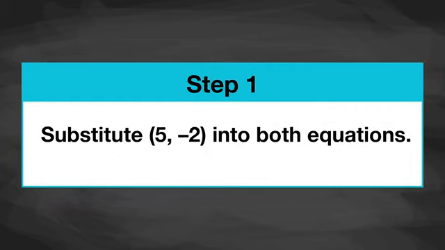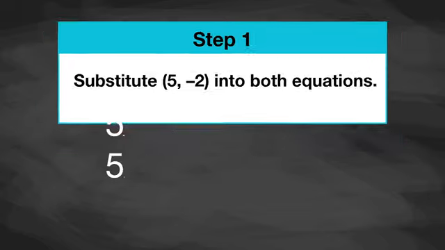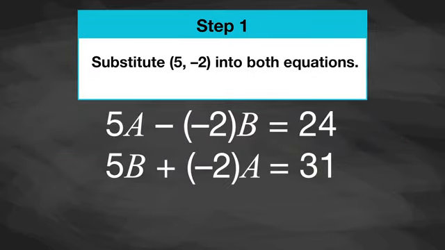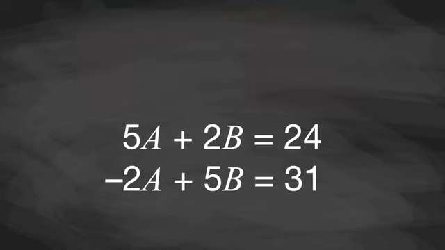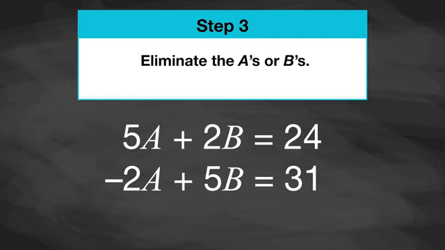First, substitute (5, -2) into both equations. 5 replaces x in both equations, and -2 is substituted for y in both equations. Next, arrange the equations so the a and b terms are lined up. Next, eliminate the a's or b's.